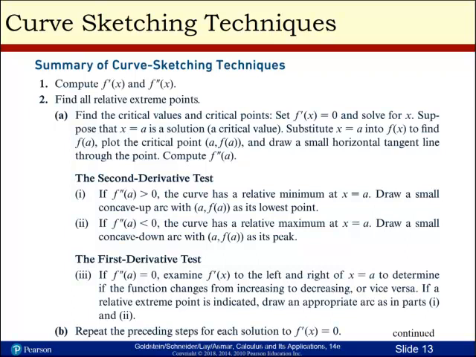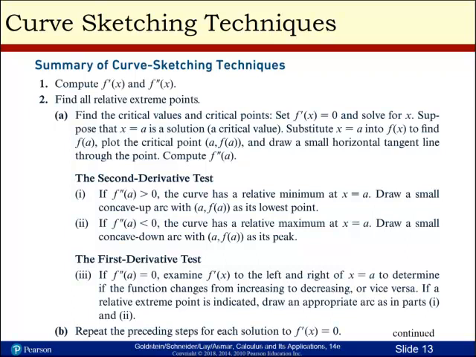Now compute f double prime of a. We're going to do the second derivative test. If f double prime of a is greater than 0, the curve has a relative minimum at x equals a. Draw a small concave up arc with f of a as its lowest point. If f double prime of a is less than 0, the curve has a relative maximum at x equals a. I would draw a small concave down arc with a, f of a as its peak.